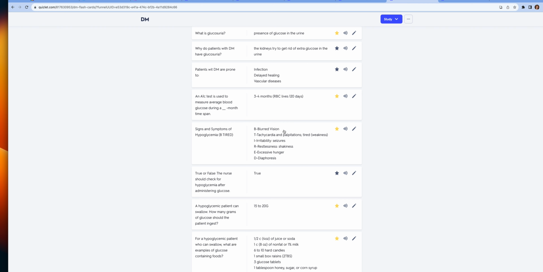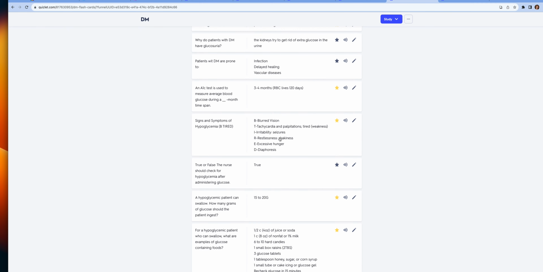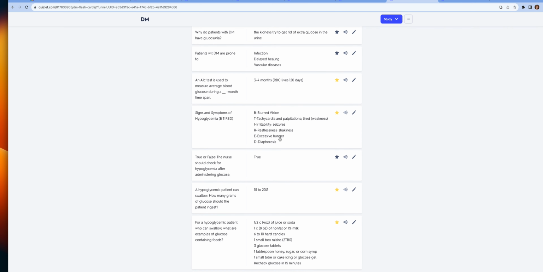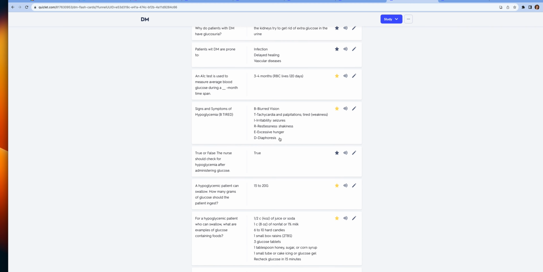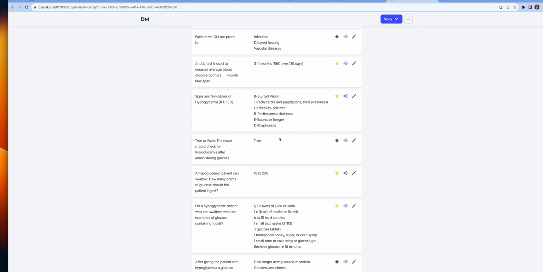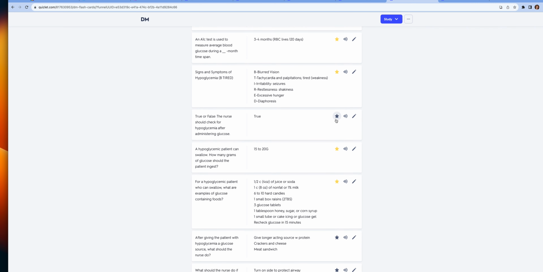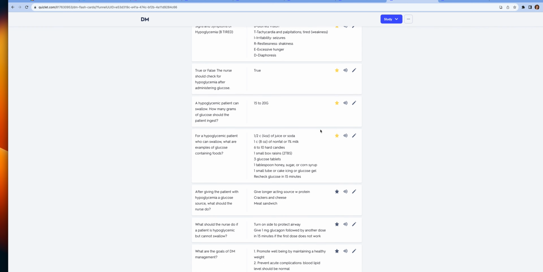Okay, so the I stands for irritability and seizures. R stands for restlessness and shakiness, and E stands for excessive hunger, and D stands for diaphoresis. So the saying is cold and clammy, give me candy, because they need to get sugar into them. Yes, you should definitely check for hypoglycemia after administering insulin.